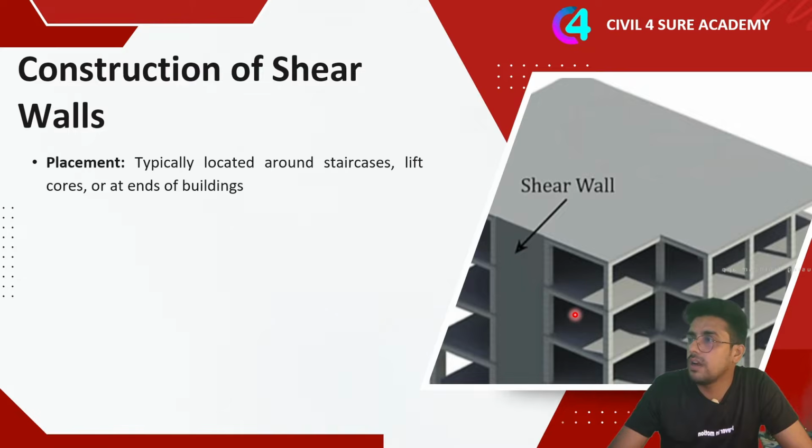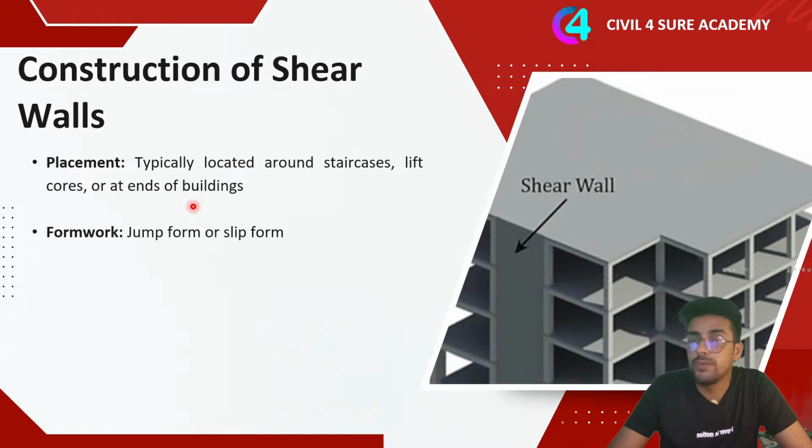Now, how are constructions generally done? What are the major parts that we need to consider at the construction of a shear wall? First is the placement, where we are going to place the shear wall. Generally, they are placed at the corners, or around the staircase, or around the lifts. They are also placed at the cores for high-rise buildings, and if the area is prone to very high earthquakes, they are also placed at the ends of the building.